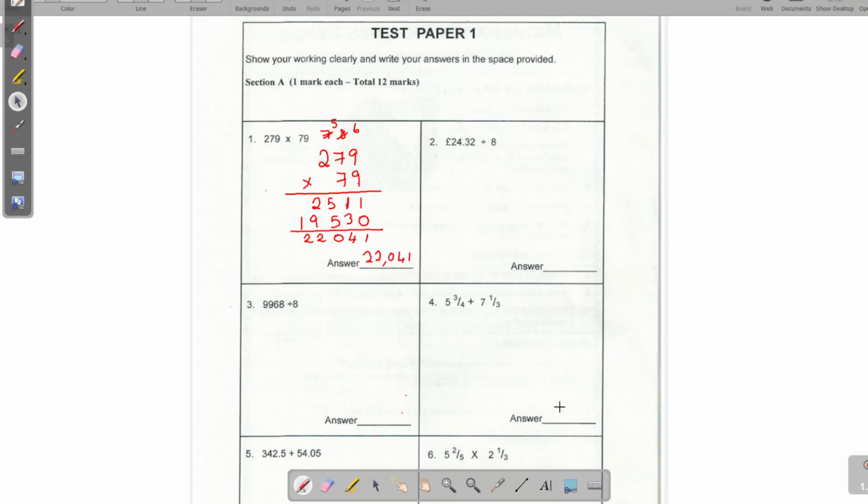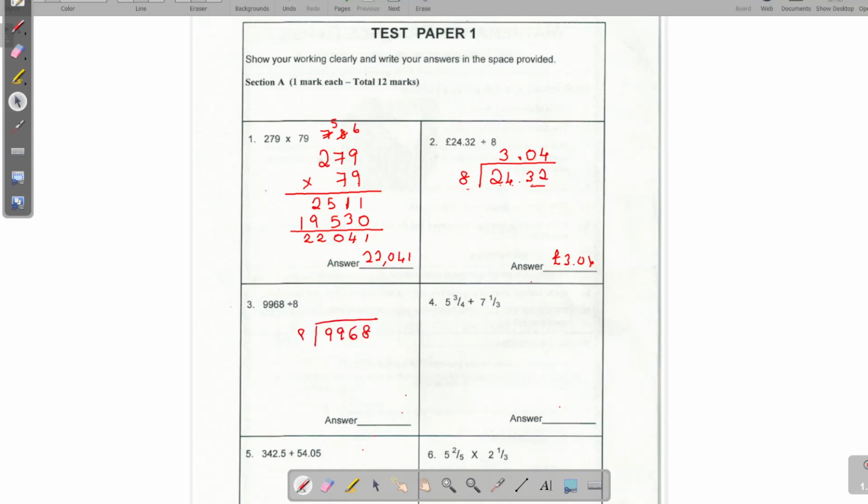Question 2, just a normal division. So we're going to divide by 8. 8 will go into 24 3 times. Put the decimal. 8 won't go into 3. Put a 0. 8 will go into 32 4 times. So £3.04 pence. Question 3, dividing by 8.